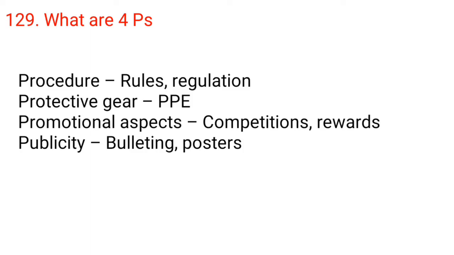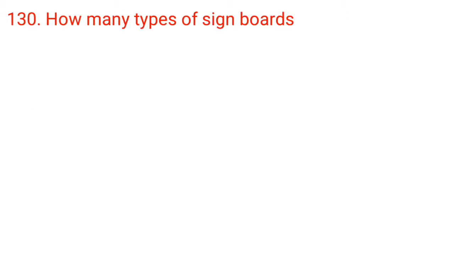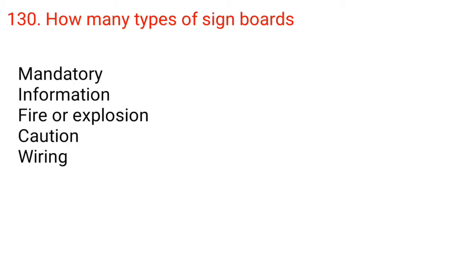129. What are the 4 P's? Procedure, rules, regulation. Protective gear, PPE. Promotional aspects, competitions, rewards. Publicity, bulletins, posters. 130. How many types of signboards? Mandatory. Information. Fire or explosion. Caution. Warning.